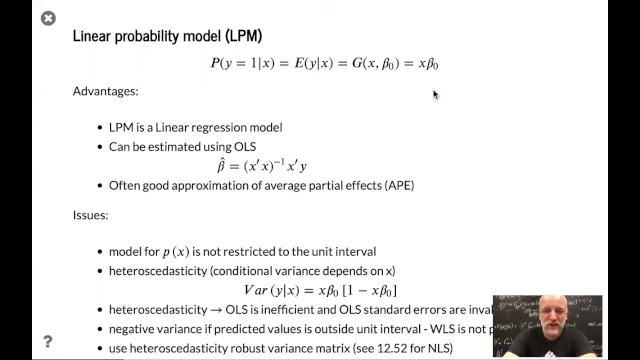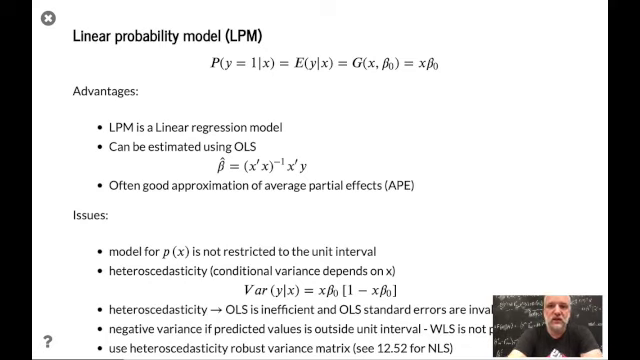Okay, so we're now ready to talk about the linear probability model. This is the simplest possible model for binary responses, in which we model the probability for y equal to 1 conditional on x as a linear index. Here x is a vector of explanatory variables, there may be k of them, and beta is a vector of coefficients, also with k coefficients. So that's the simplest possible model we can do, right?